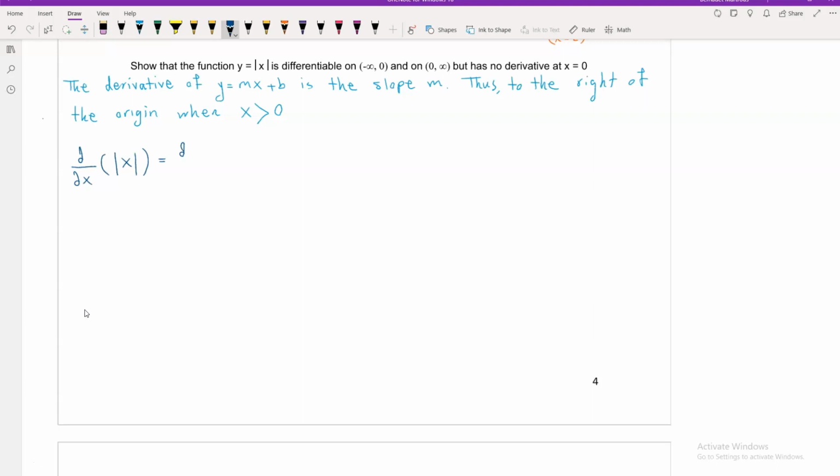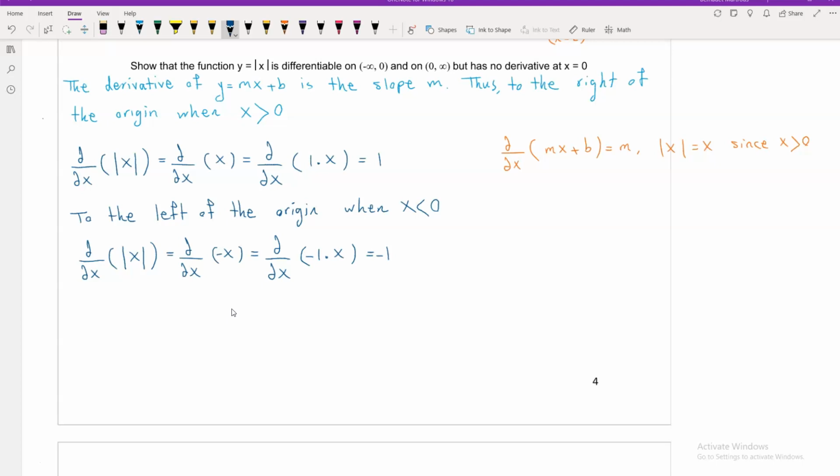Because for absolute value of x, depending on what values we have for x, if x is greater than 0, our function is equal to x. If x is less than 0, our function is negative x. So here for x greater than 0, absolute value of x is positive x. So this is 1 times x, and our derivative is 1.